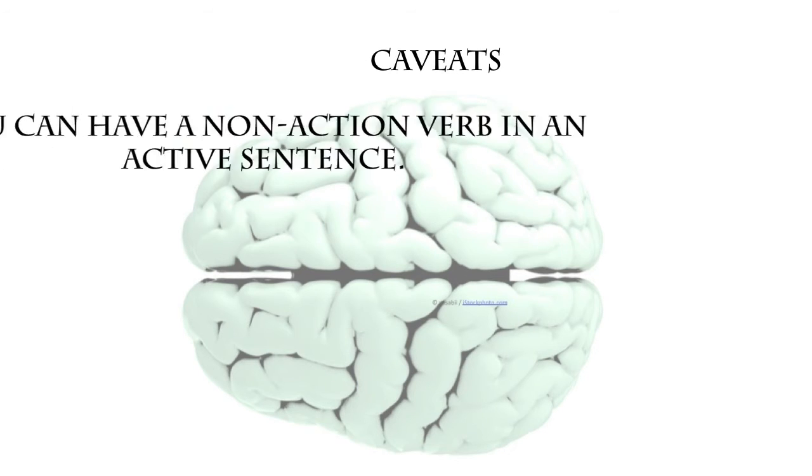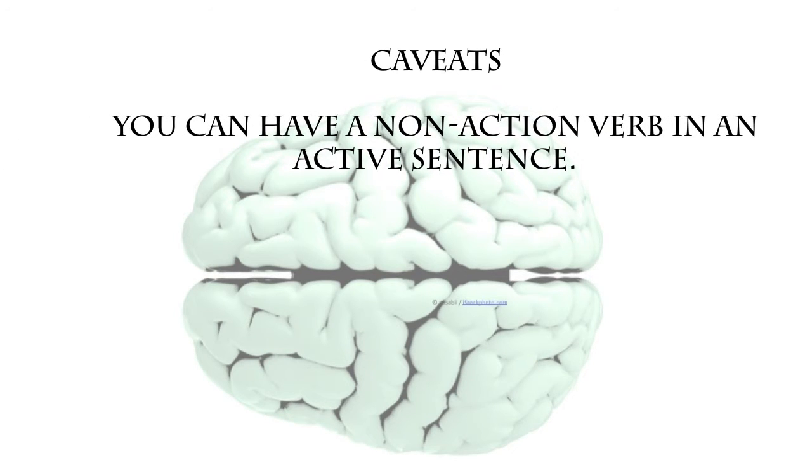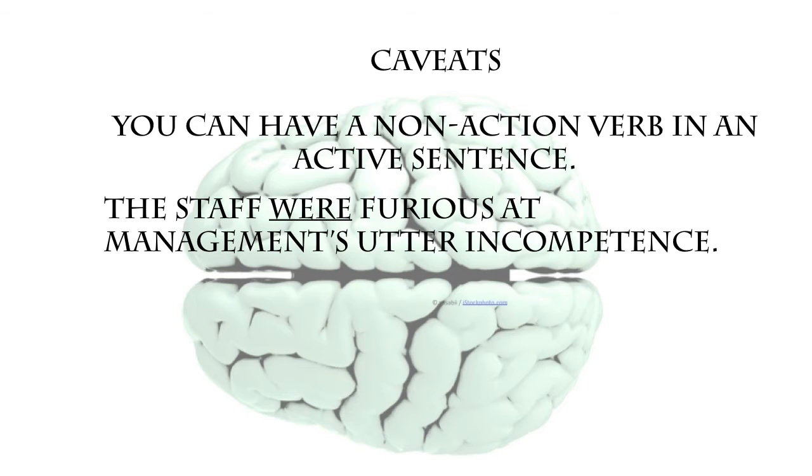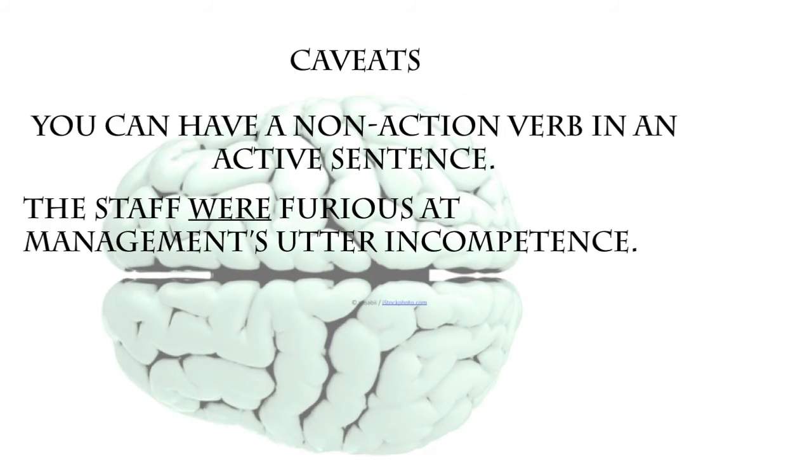Note that you can have a non-action verb in an active sentence. For example, the staff were furious at management's utter incompetence. Here, if you've already seen the video on active construction, you can't say the staff were furious by zombies and have the sentence make sense. So the sentence is still active despite the non-action verb.